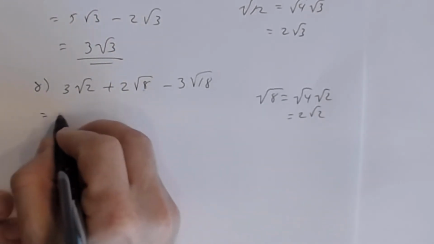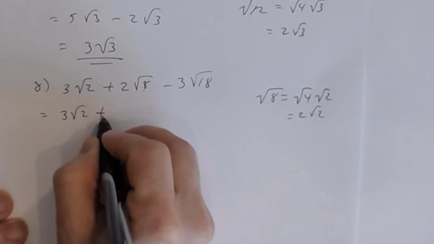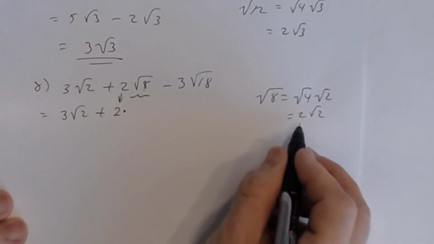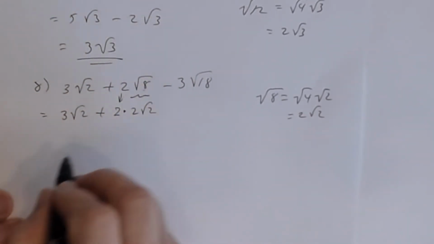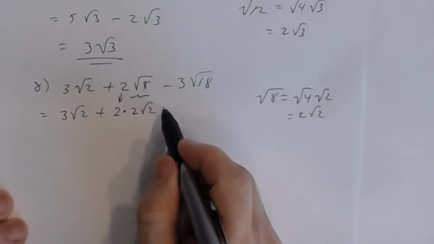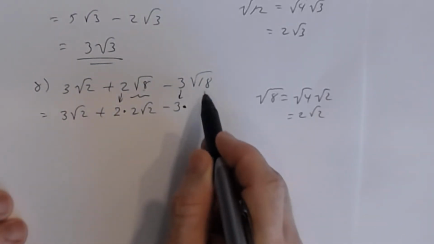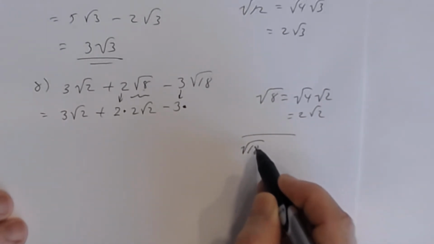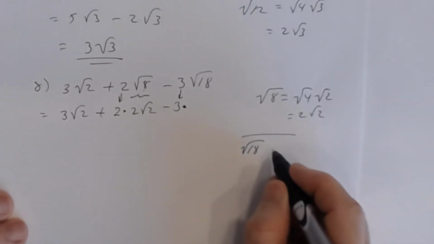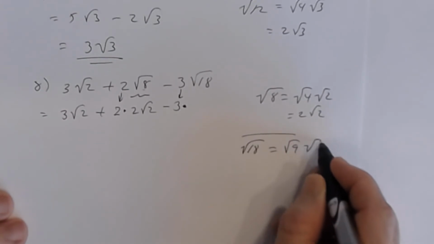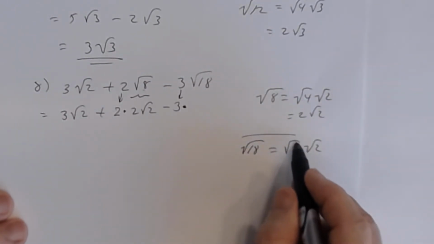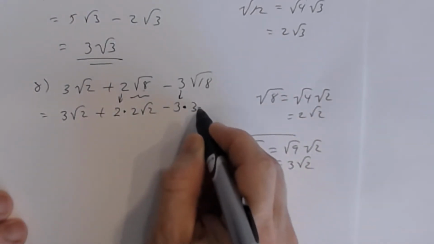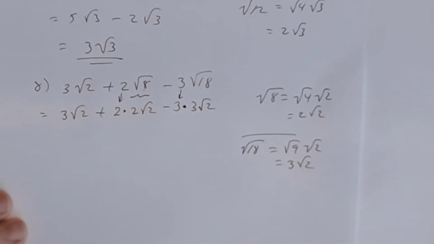Now be careful how you write it. So it's 3 square root of 2 plus this 2 times, and this is now this, 2 square root of 2. Minus 3 times, now let's figure out what the square root of 18 is simplified. So the largest perfect square that goes into 18 is 9. So it'll be the square root of 9 times the square root of 2. And the square root of 9 is 3, so that's 3 square root of 2. So that's going to go here, 3 square root of 2.